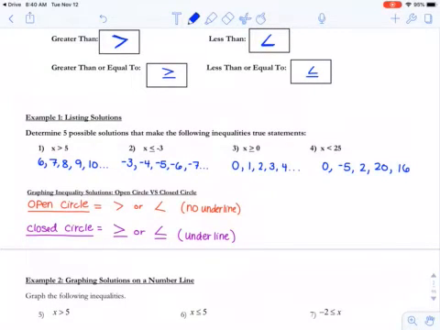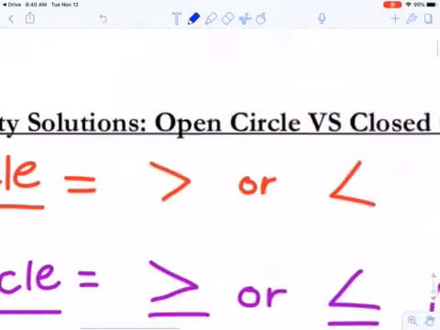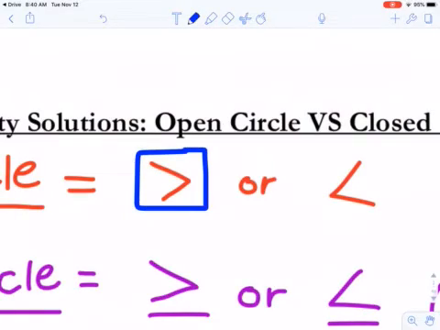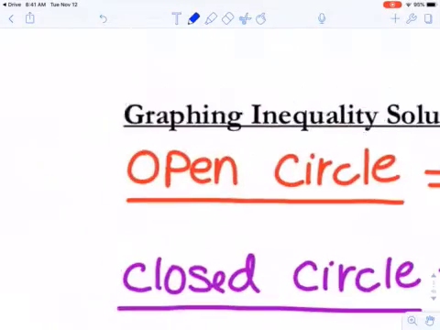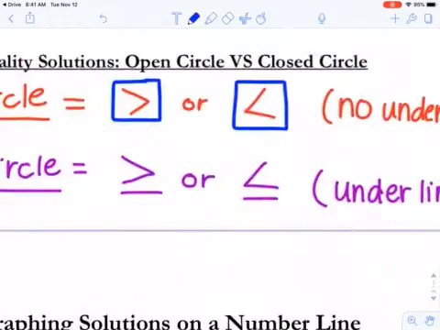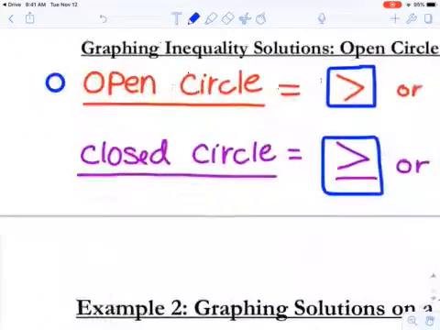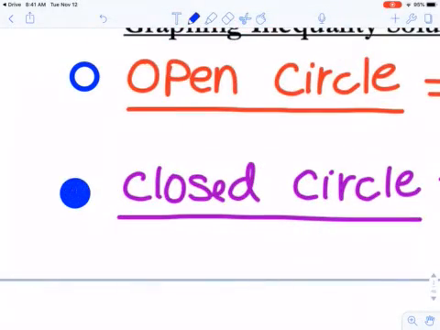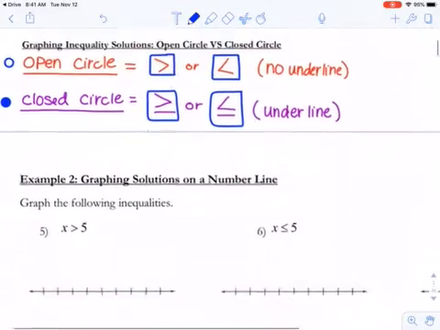All right, so then in terms of graphing inequalities, we're going to use open or closed circles. So if I have a symbol that is just greater than or just less than, okay, no underline, then I'm going to do an open circle on that number, okay? If I have greater than or equal to or less than or equal to, so they're underlined, I will do a closed circle on that number, okay? And then I'm just going to draw an arrow to the right or to the left, depending on if it's greater than or less than.